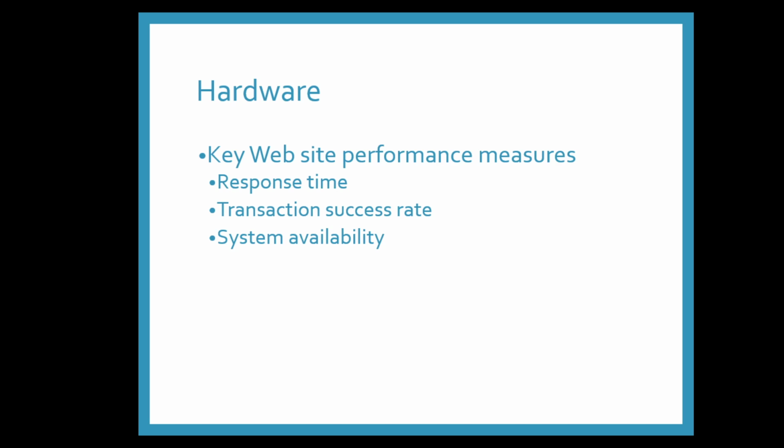Next is the transaction success rate. Transaction success rate is calculated by dividing the total number of successful transactions by the total number of attempted transactions over a given period. Let's say you ran 100 transactions and 93 were successful, then your transaction success rate would be 0.93 or 93%.